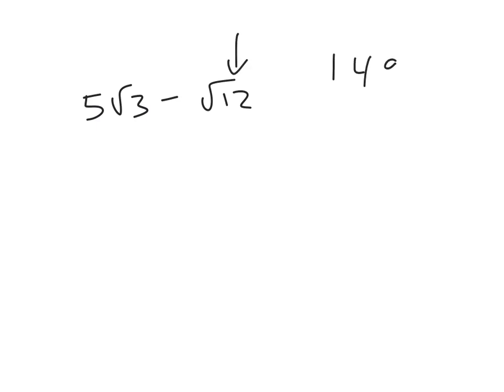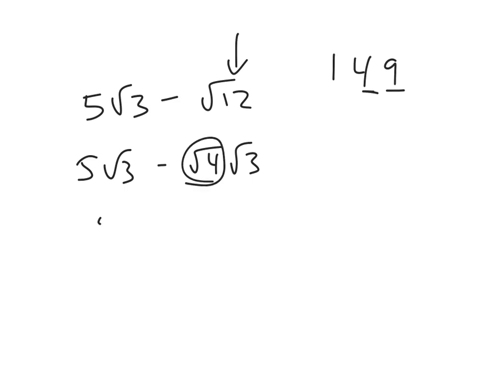Well, let's see. 1, 4, 9. So 12 doesn't go in, but 4 does. So I got 5 radical 3 minus radical 4. Oh, radical 3. Now, what's radical 4? It's 2, isn't it? So now I got 5 minus 2. That's going to be 3 radical 3.